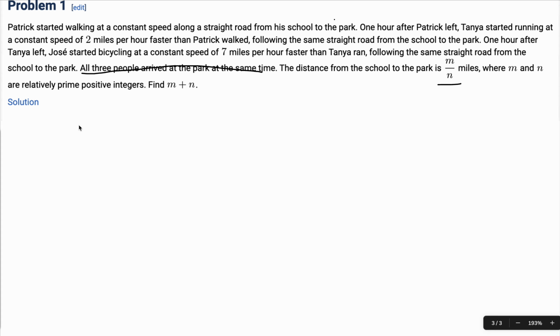Okay, so Patrick started walking. First, we have the school here, we have the park here. I'm going to draw a little picture. We have them all going this same route. So let's represent the distance with d, and Patrick's speed, let's call that p. Then d over p takes a certain amount of hours, let's call that t plus 2, since Patrick takes 2 more hours than Jose.